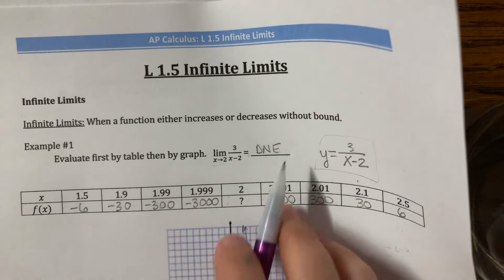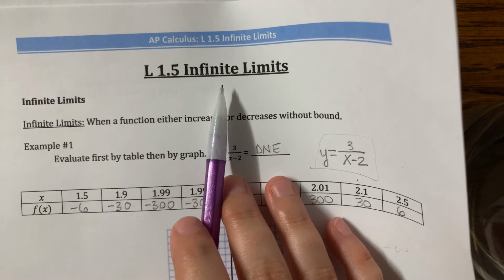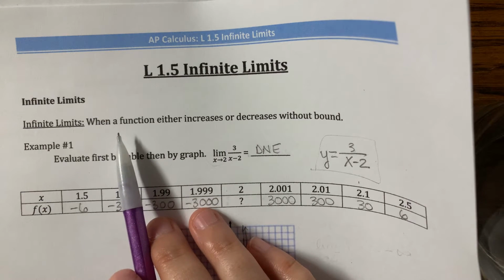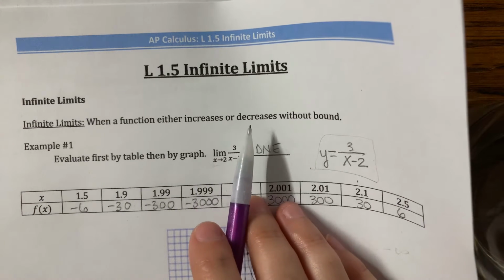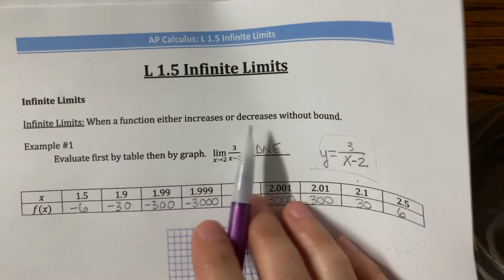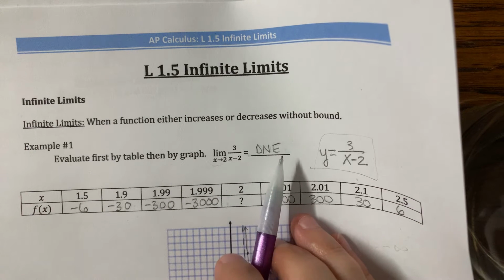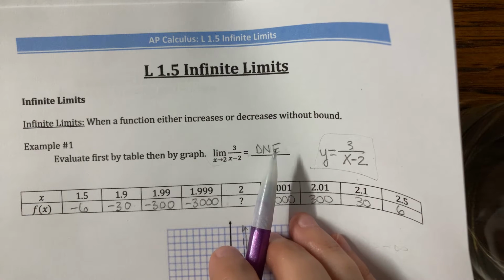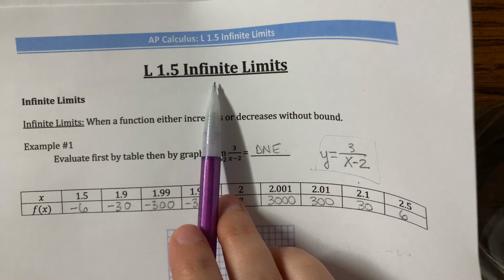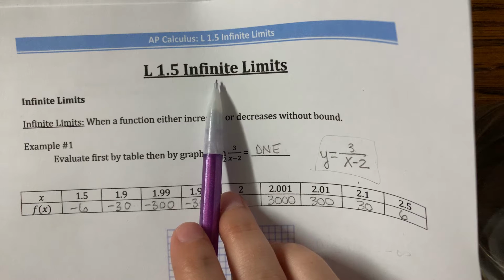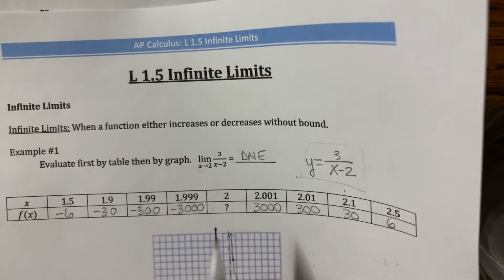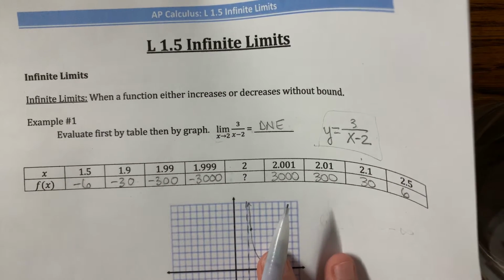Okay, so when we're talking about infinite limits, what we're talking about is when a function either increases or decreases without bound, which we have already discussed before, and we've always just said it does not exist. The limit does not exist, which is still true. The only difference today is we are saying that it either goes to infinity or negative infinity, and that is the reason why it does not exist. So it's just kind of an explanation. It's one step further than just saying it doesn't exist.